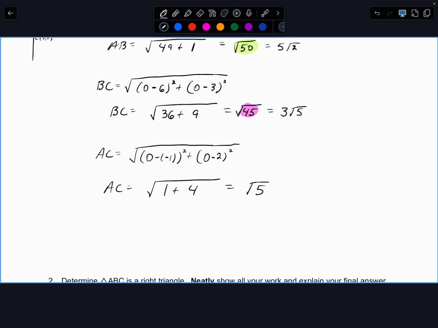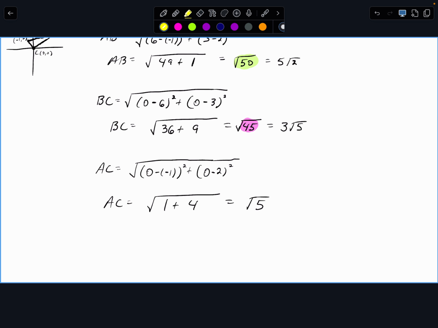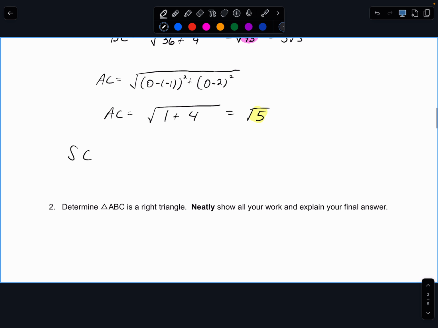Can I do anything else to simplify the square root of 5? No. And if you analyze all 3 of these, are any of them the same? No. So this is a scalene triangle. So you're going to say scalene triangle because no sides are the same.